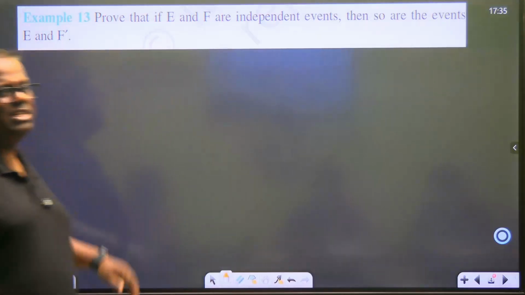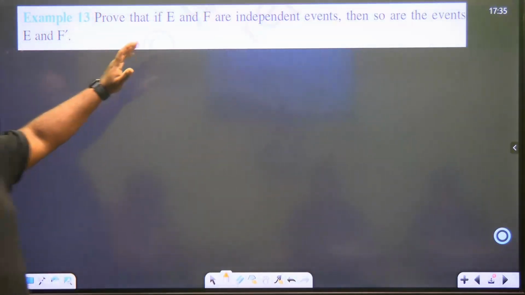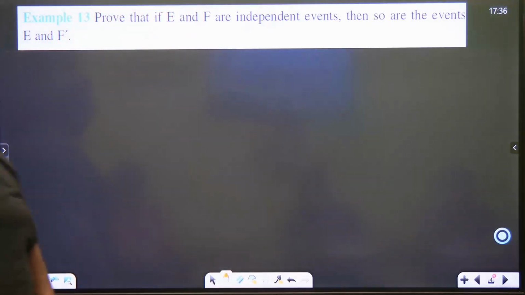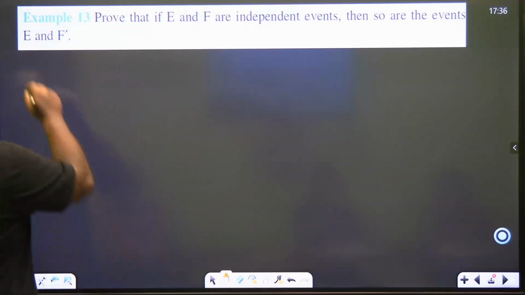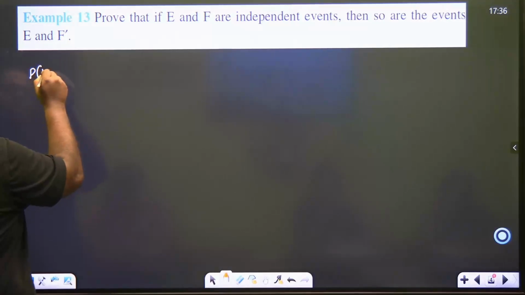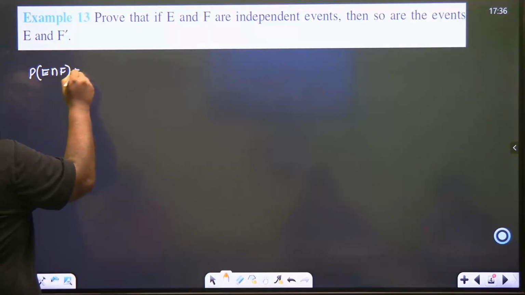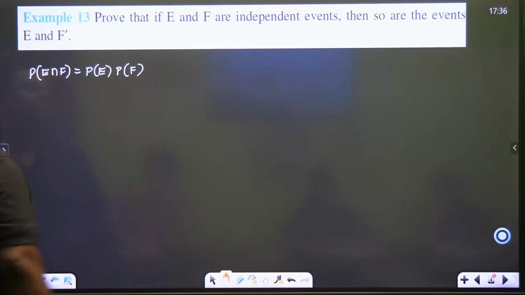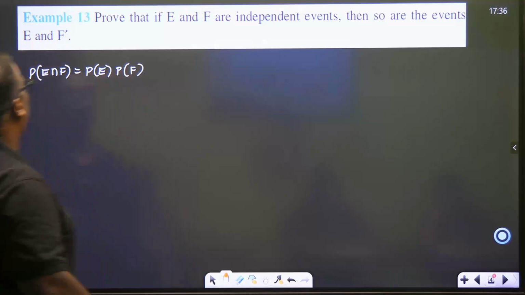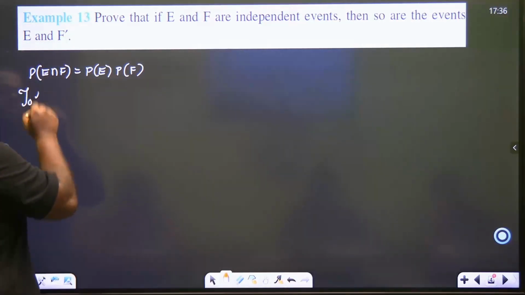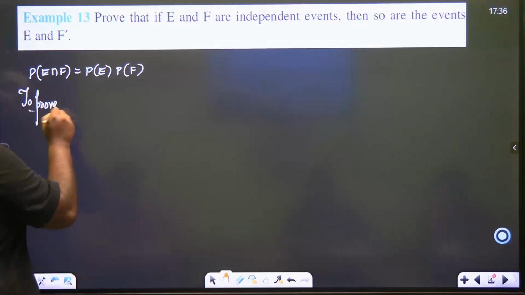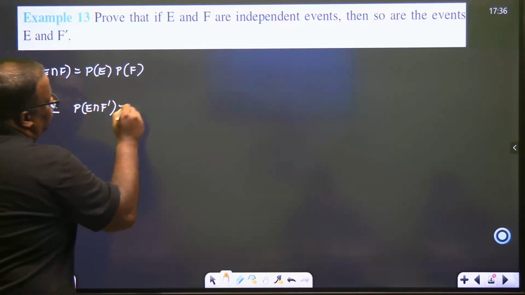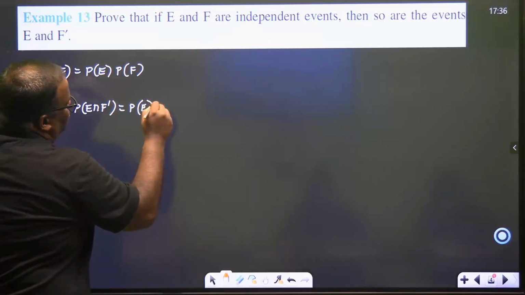Achha, this is a different, it's a proof type of problem. So let's see how this problem is done. Now it says prove that if E and F are independent events. They've said that E and F are independent events, okay? Which means I can write P of E intersection F is equal to what, beta? P of E into P of F. I can write this, right? And so are the events this. You have to prove that, so to prove that P of E intersection F complement should be equal to P of E into P of F complement.